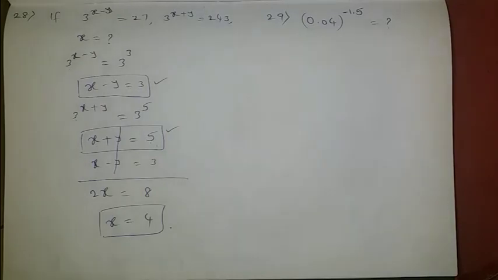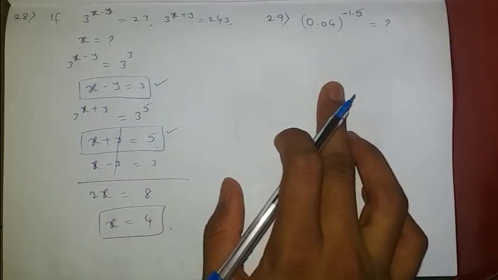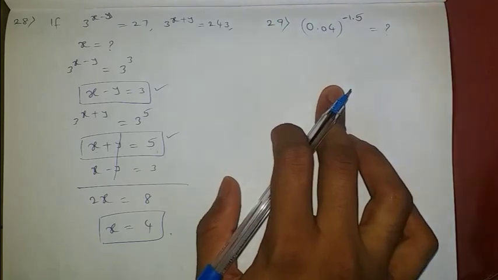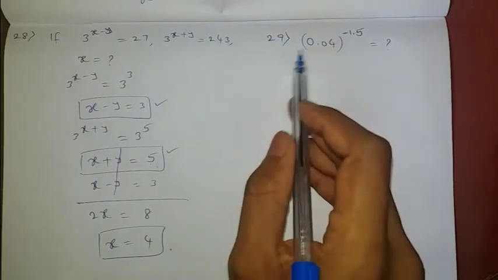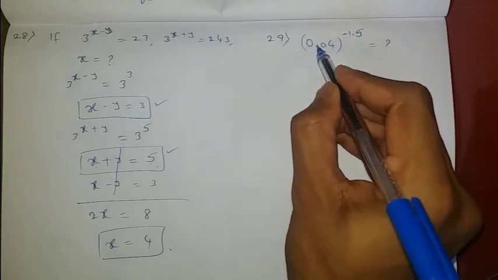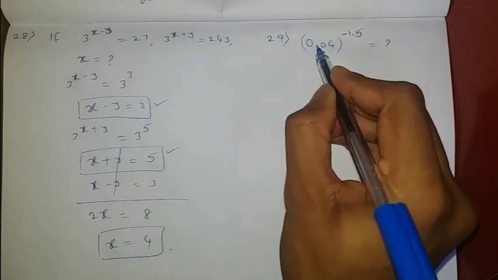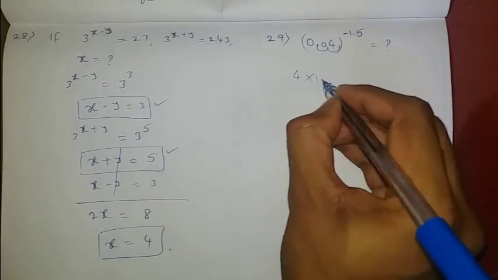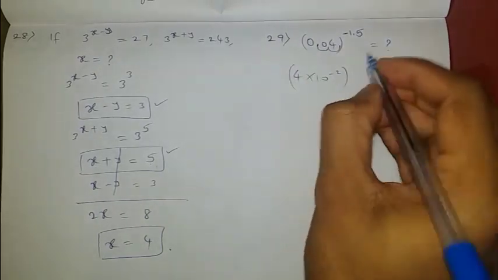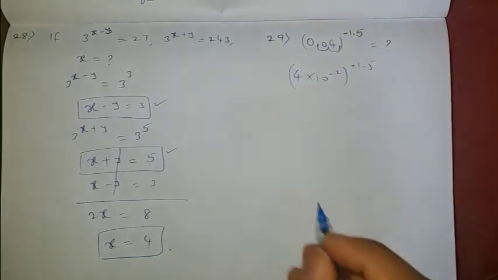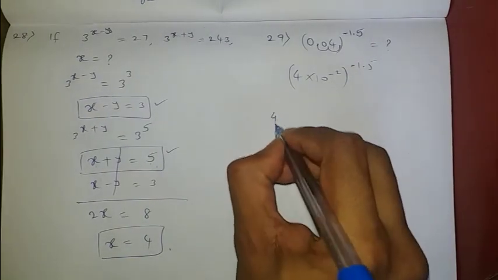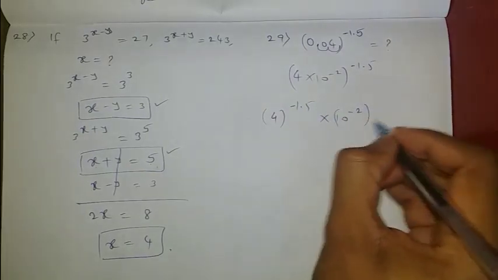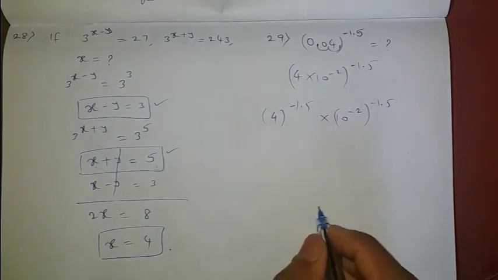Okay, let's move to the next question. (0.04) whole power minus 1.5. What is the value of it? Here 0.04 can be written by moving the decimal two places to the right, so we will get (4 × 10^(−2)) whole power −1.5. Now if we solve it, 4^(−1.5) × (10^(−2))^(−1.5).